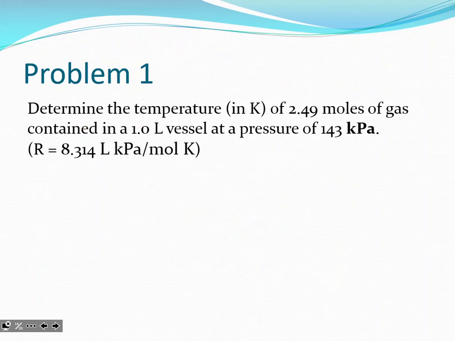So let's work a few problems here. Determine the temperature in K. 2.49 moles of gas contained in a 1 liter vessel at a pressure of 143 kPa. Since the pressure is in kPa, which R value shall I select? The 8.314, because that one is going to be the one that goes with kPa. And then you simply plug in and calculate.